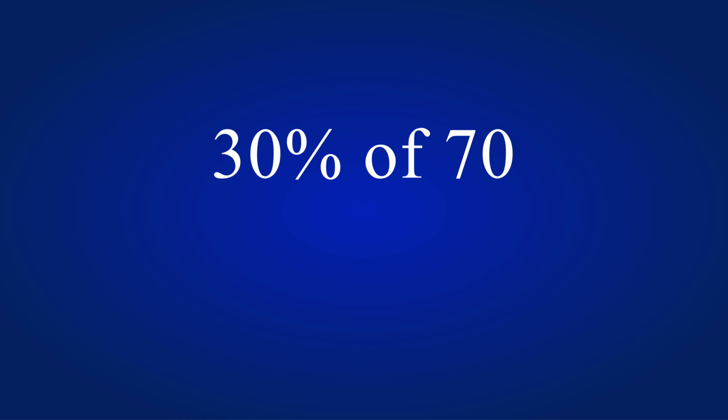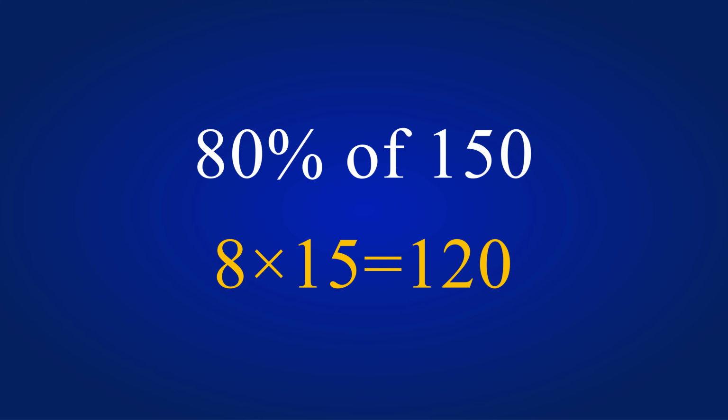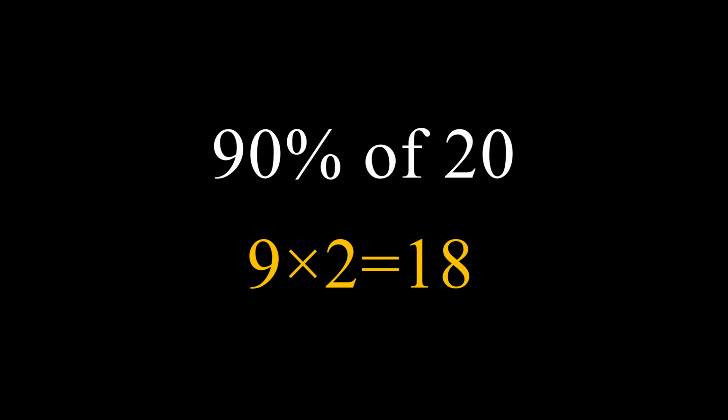For example, 30% of 70 is equal 3 times of 7, which is 21. 80% of 150 is equal 8 times of 15, which is 120. Now you try one. What is 90% of 20? Done. Just multiply the first digits. 9 times 2 is equal to 18.